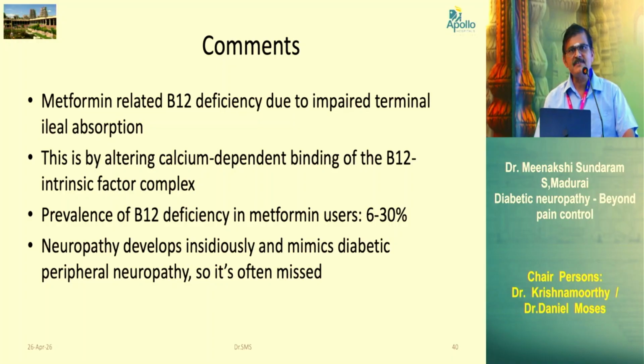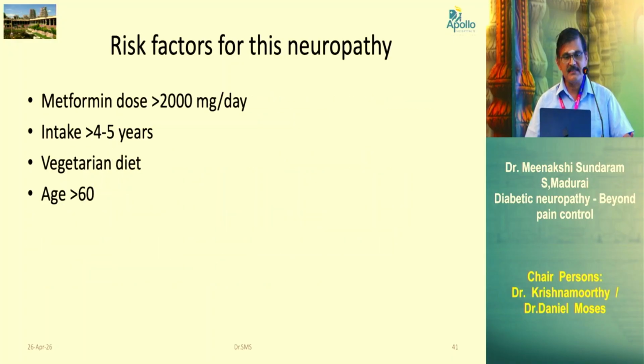The neuropathy develops insidiously and mimics diabetic neuropathy, and that's the reason why it is often missed. The risk factors are metformin dose more than 2 grams, intake more than 5 years, pure vegetarian diet, and age more than 60. Now if there are postgraduates, I will ask this question.